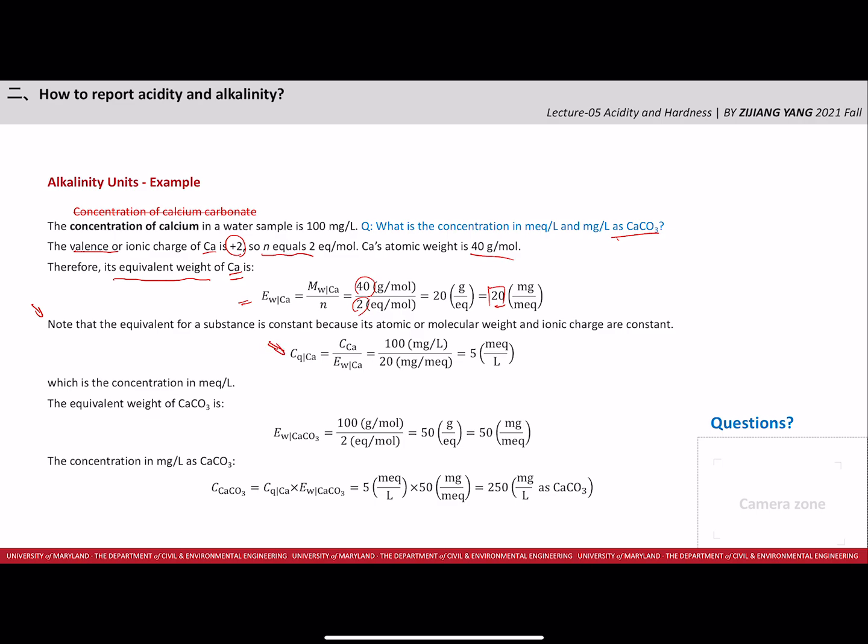Then we can calculate the equivalent of calcium by using the 100 milligram per liter as given here, divided by the equivalent weight. So we have 5. The equivalent of calcium is 5 milliequivalent per liter. And then by knowing the CQ, we can calculate this. Again, we remember that the equivalent weight of calcium carbonate, not calcium, is 50. So we use the equivalent of calcium times the equivalent weight of calcium carbonate. This is always the same, but this will change. So we use 5 times 50, and we can get this value.